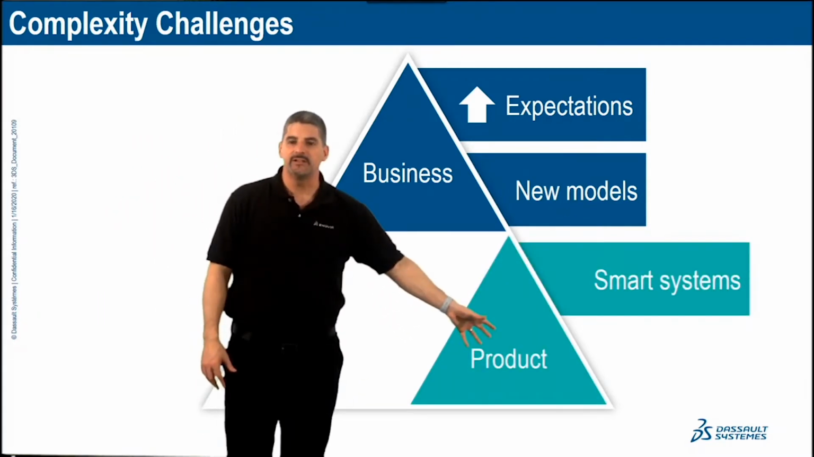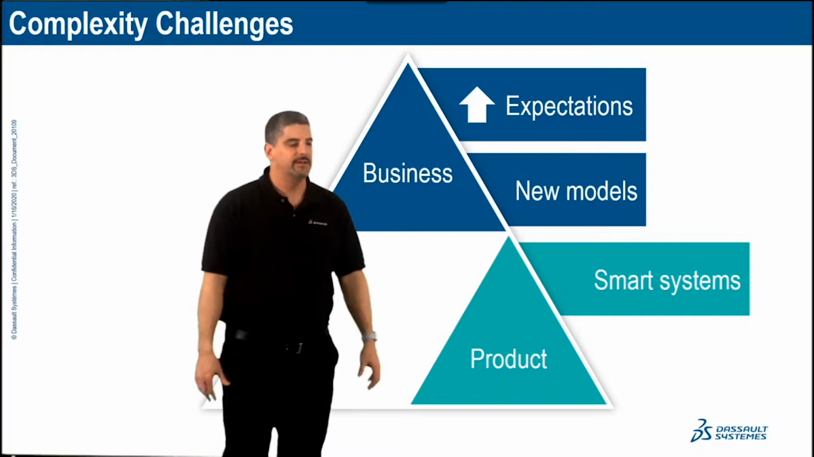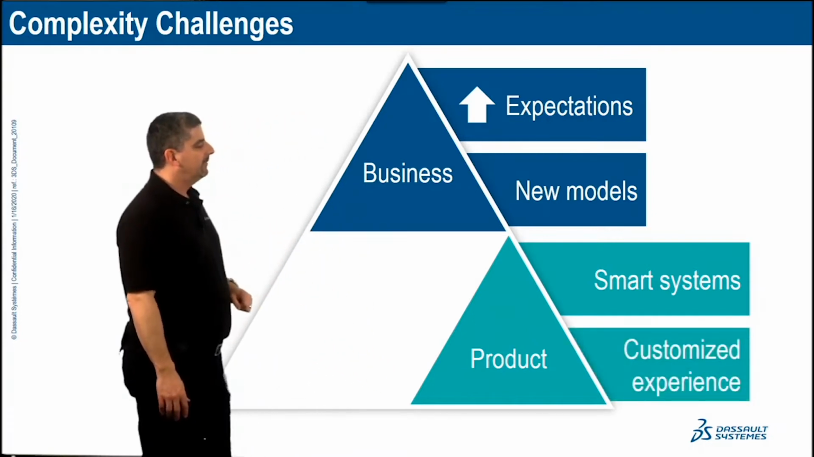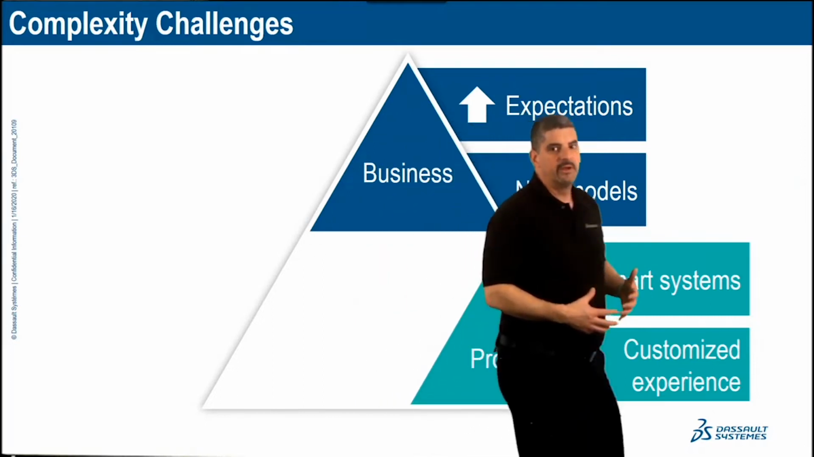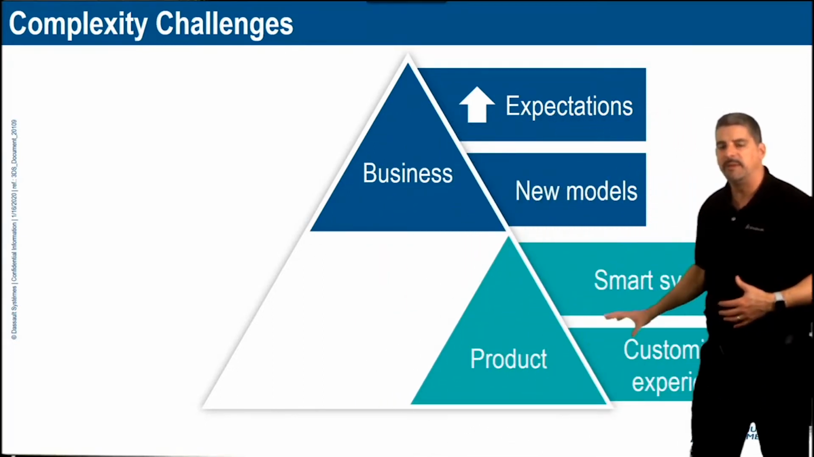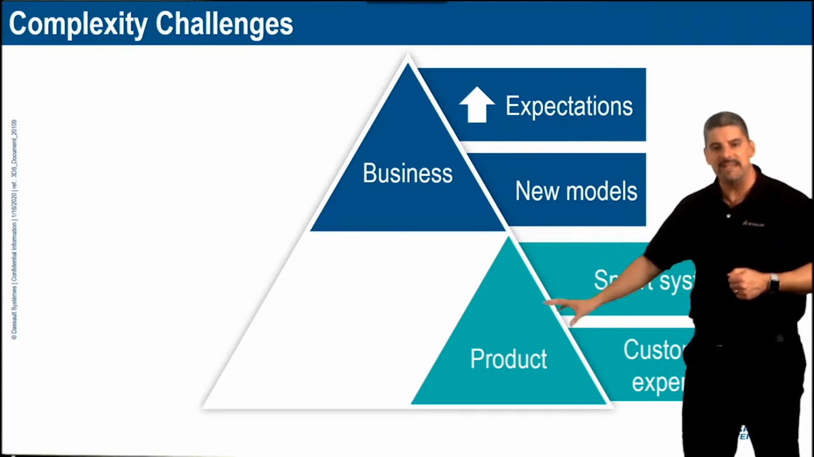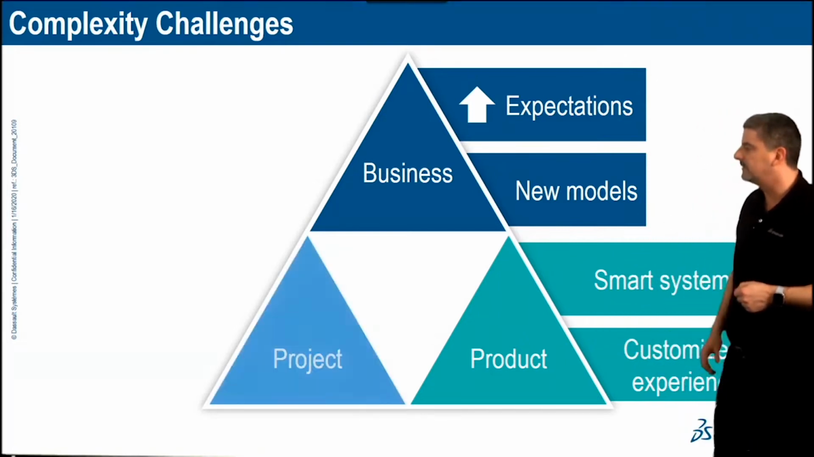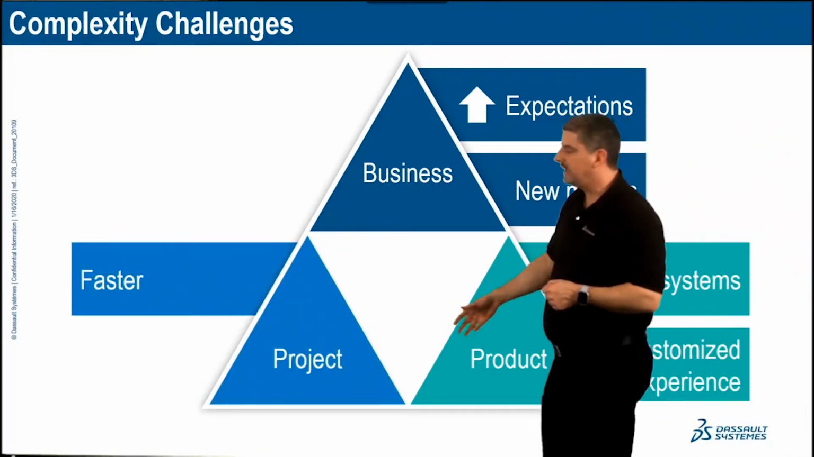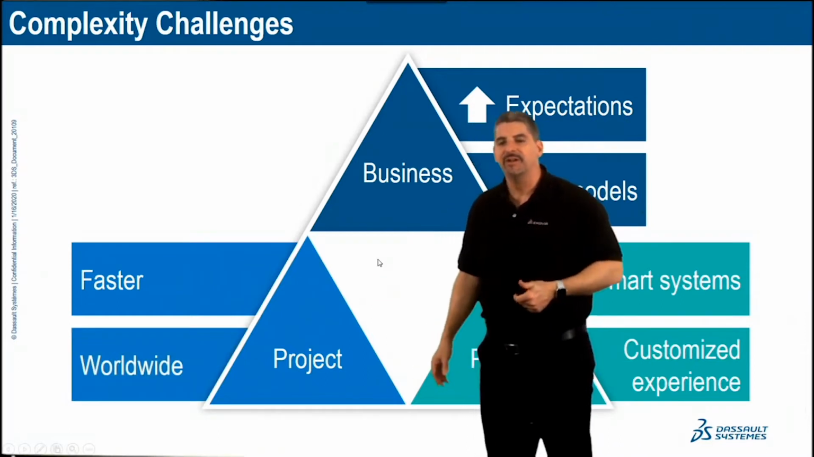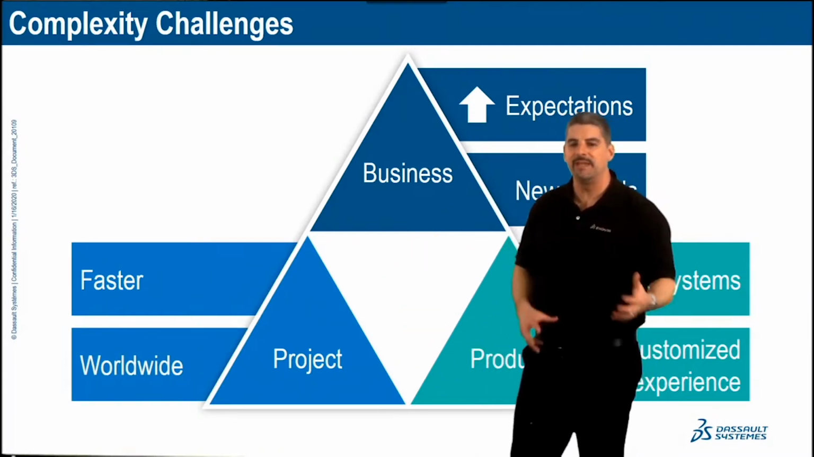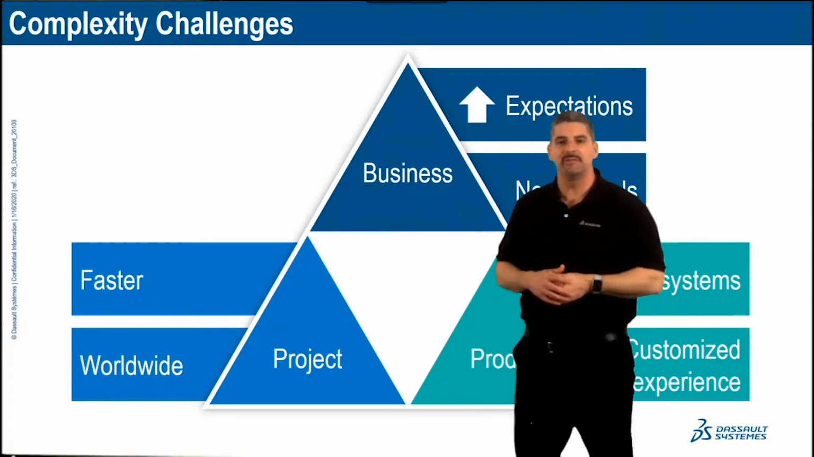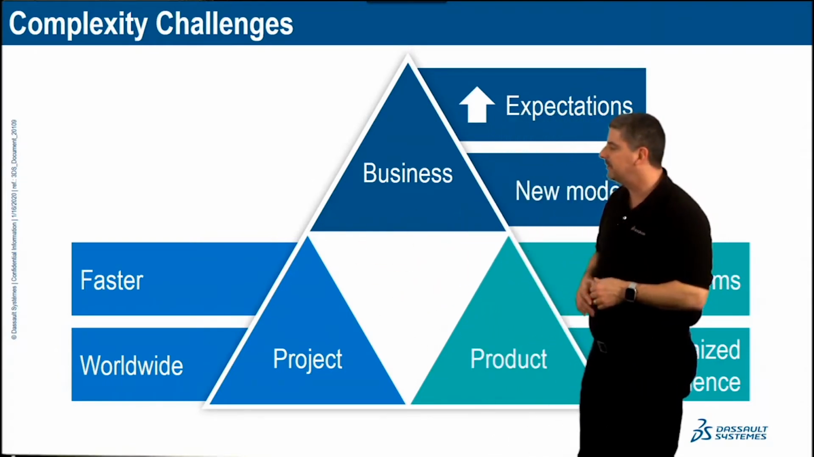Of course, products are becoming smarter, more connected, more intelligent, more customized. And that's creating all kinds of challenges with respect to the complexity of people that need to work on these things and teams that need to be successful on those. And then, of course, there's projects. You've got to go faster. They're global in nature. There are people and resources coming in from different companies. You don't own all these people. There are cross teams and multidiscipline teams.